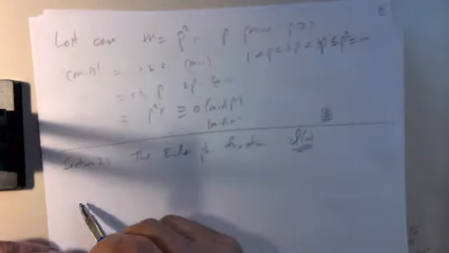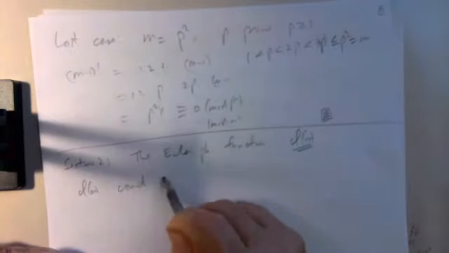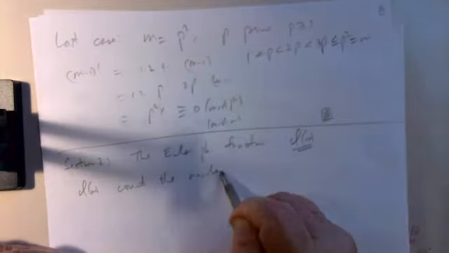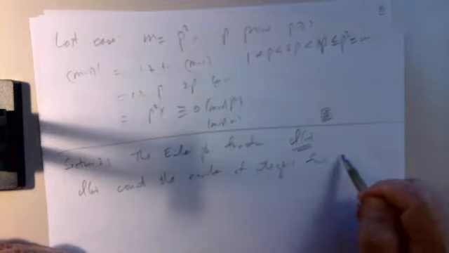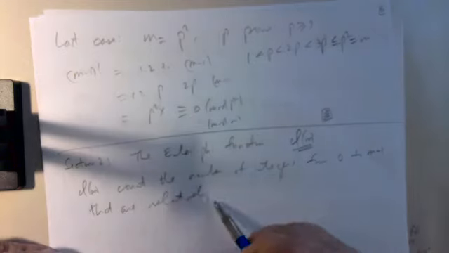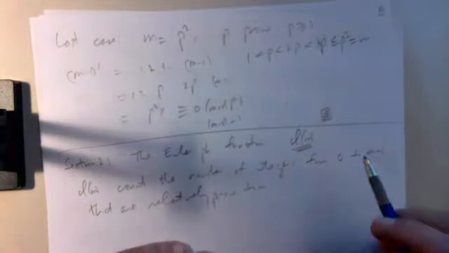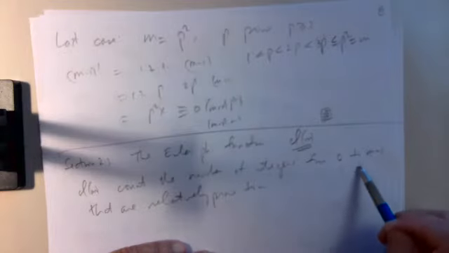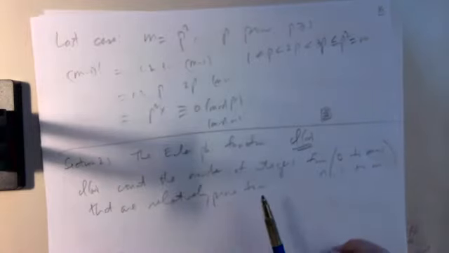So the Euler phi function, phi of m, counts the number of integers from 0 to m minus 1 that are relatively prime to m. It's actually exactly the same thing to count the number of integers from 1 to m, if you don't like 0, they're exactly the same, that are relatively prime to m. So this is a function.